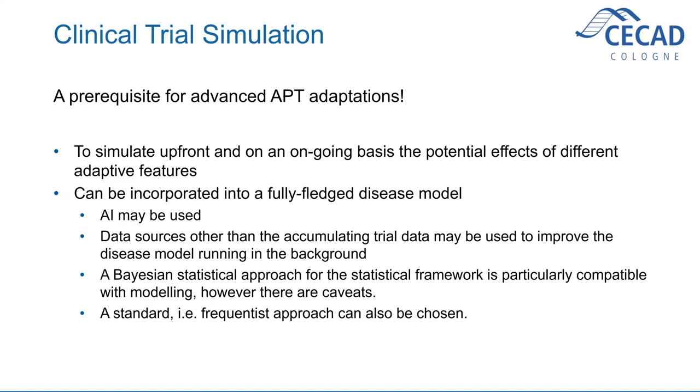Clinical trial simulation plays a major role in advanced APT adaptations. This is to be applied not only at the design and planning stage, but also during trial conduct. So it's a prerequisite for any advanced APT adaptations. I'll just repeat it here: you simulate upfront and on an ongoing basis the potential effects of different adaptive features. You can incorporate into a fully fledged disease model any kind of artificial intelligence. You may incorporate data sources other than the accumulating trial data, for example real world data. You may want to funnel that into your disease model that runs in the background of your ongoing trial.